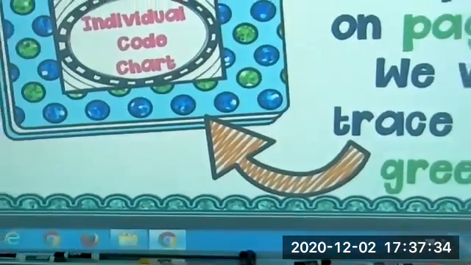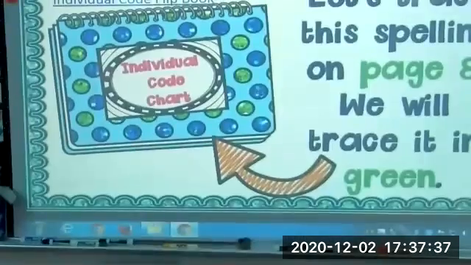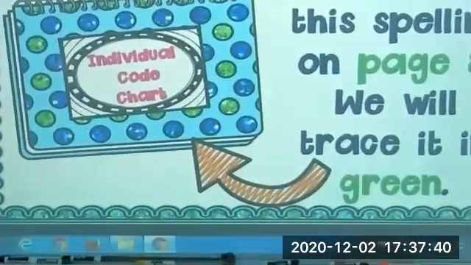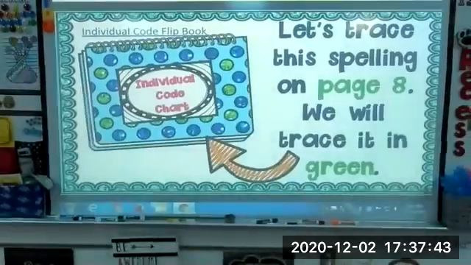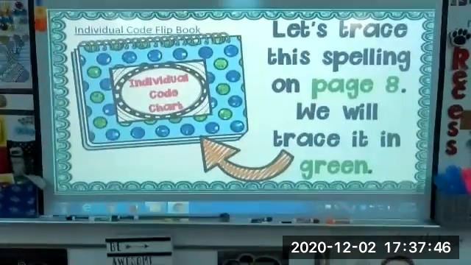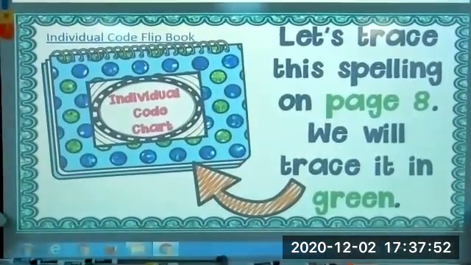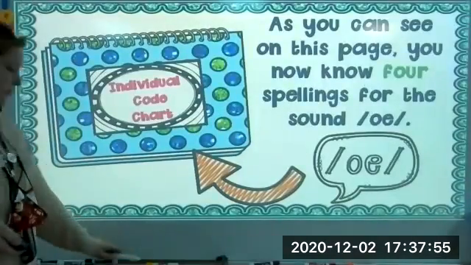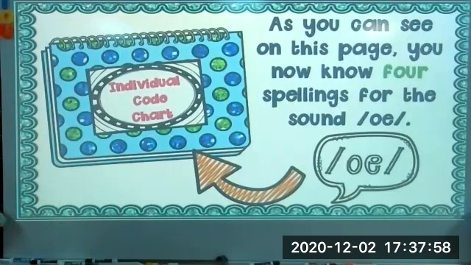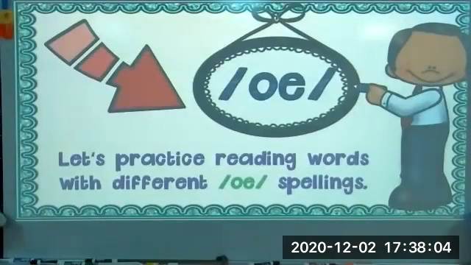I'm going to zoom back out. Oops, wrong way. Okay, so like I just said, you can see from our code book page that we have learned 4 different ways to spell the sound O. Okay, so we are going to practice reading some words with the different O spellings. Okay, you guys ready? I want you to read the words out loud with me.